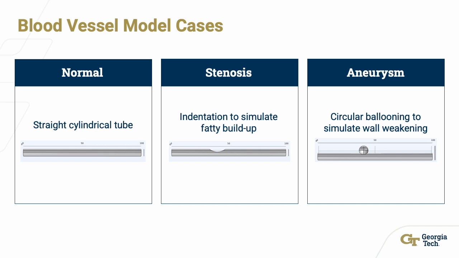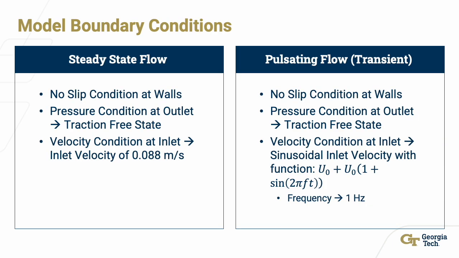One will be a normal blood vessel, which is just modeled by a straight cylindrical tube. 2 will be stenosis, which is just the narrowing of the blood vessel, and so we'll use an indentation to simulate fatty buildup. And then 3 is the aneurysm, in which we'll use a circular ballooning to simulate wall weakening. So for all of these cases, we'll look at both steady flow and then a transient study.